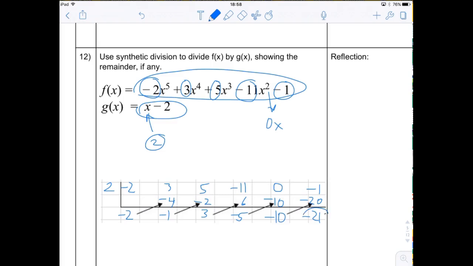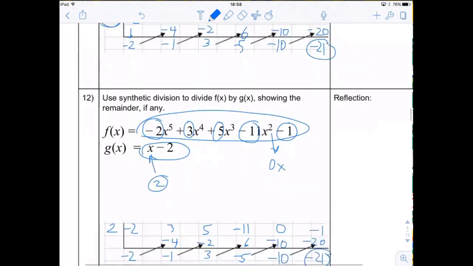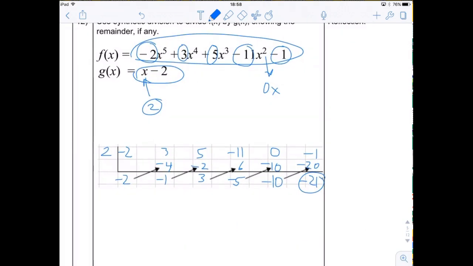And the result is -21, just like before, okay? But now I'm going to interpret it differently. Remember that originally this was x to the fifth, this was x to the fourth, and so on, right? When you do the division, the bottom row has different meanings. Below the x to the fifth term, now we have the x to the fourth term. So all these terms descend 1.